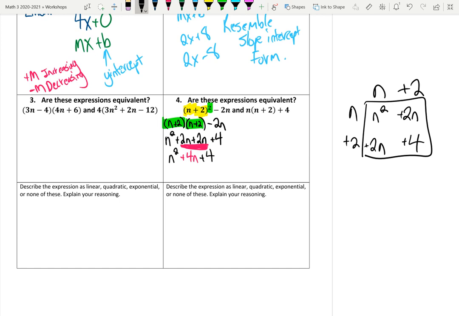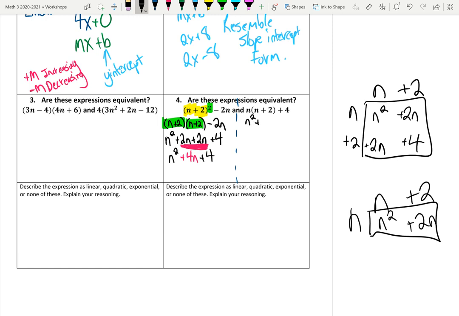Now, I can make some predictions. Most of you like to believe the evidence with your eyes. Is the other expression the same? When I distribute n and I am multiplying it to n plus 2, n times n is n squared, n times positive 2 is positive 2n. So after multiplying it out, it becomes n squared plus 2n plus 4. Are they the same? No.